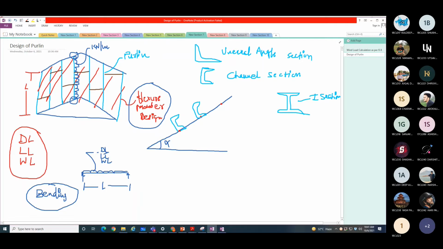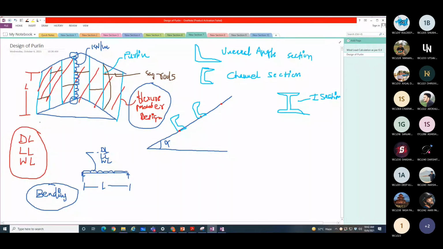Right. So for the lateral restraint condition, the sag rods are provided to resist the lateral direction. This is called the sag rods. It is the connection, one rod, which will connect your purlin in the lateral direction, so the amount of bending will reduce. Clear, everyone? Yes, ma'am. So this is the design of purlin.